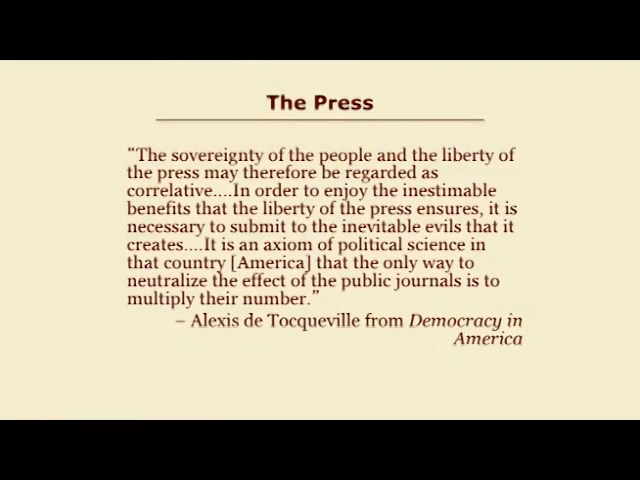He talks about freedom of the press. "The sovereignty of the people and the liberty of the press may therefore be regarded as correlative. In order to enjoy the inestimable benefits that the liberty of the press ensures, it is necessary to submit to the inevitable evils that it creates. It is an axiom of political science in that country, America, that the only way to neutralize the effect of the public journals is to multiply their number." In essence, you should not try and suppress the press. If some newspaper says something you don't like, then you just should start another newspaper and say what you do like. The competition of ideas should be open and straightforward.